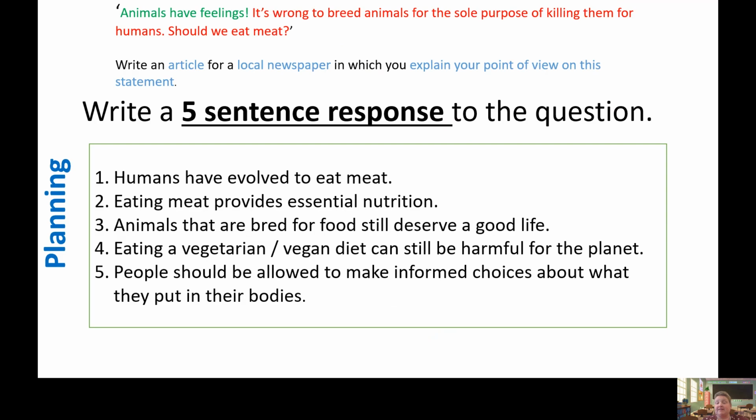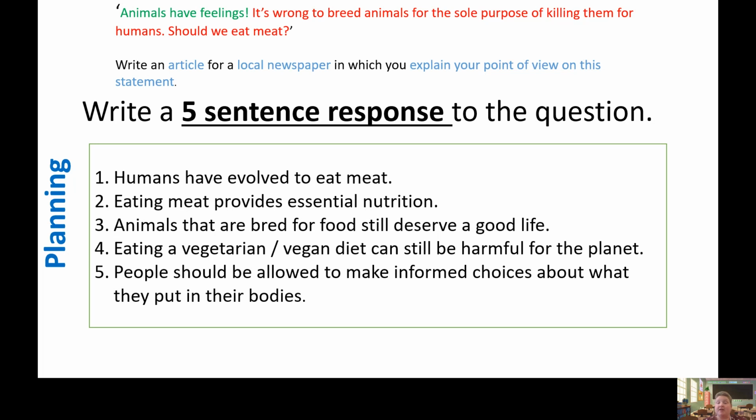Your 5-sentence plan is almost like a 5-sentence response to the question. This is a question that we looked at in class. Animals have feelings. It's wrong to breed animals for the sole purpose of killing them for humans. Should we eat meat? The green section indicates an element that the student is going to agree with, and the red elements indicate sections that the student is going to disagree with.